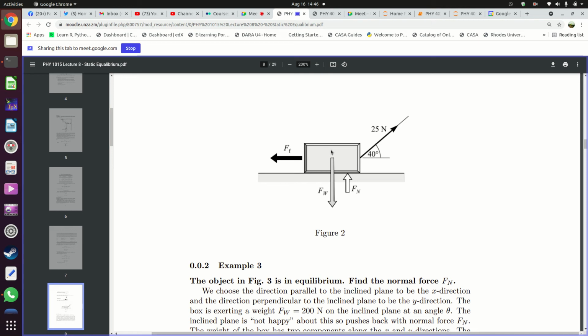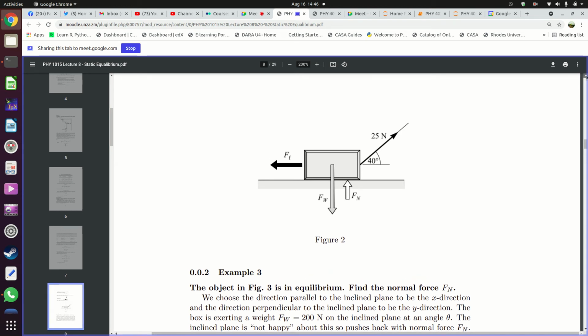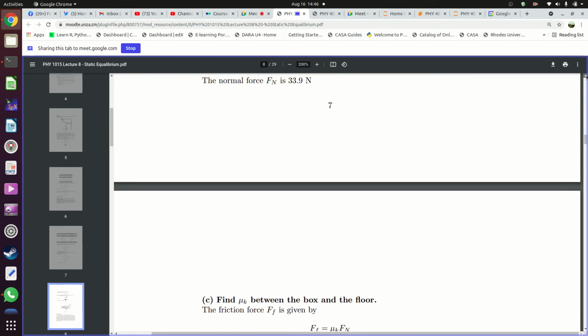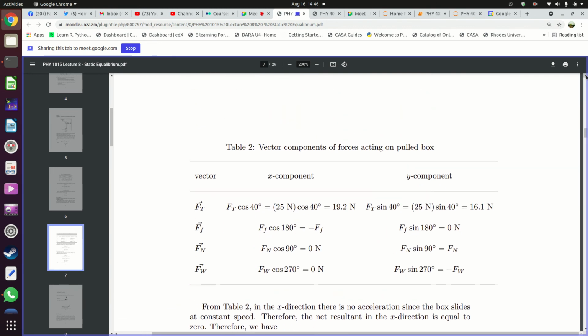Then you have not changed anything. So with this, we see that this particular force of 25 newtons makes an angle of 40 degrees. This other force, the friction force, makes an angle of 180 degrees. This one, the normal force, whatever it is, makes an angle of 90 degrees from the x-axis. This one, which is the weight of the box, makes an angle of 270 degrees. So with that, you will make what's referred to as a table of components for the forces acting on the box which is being pulled.